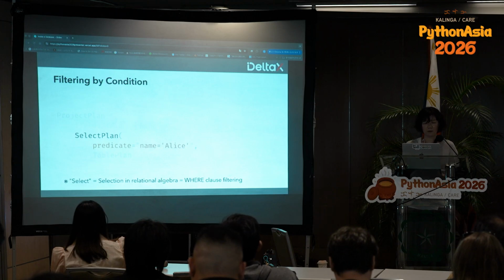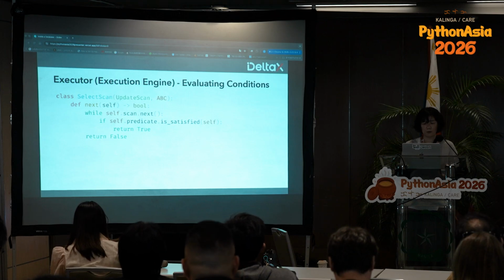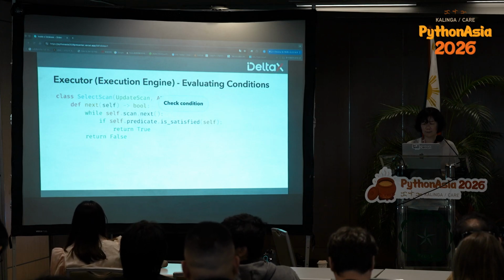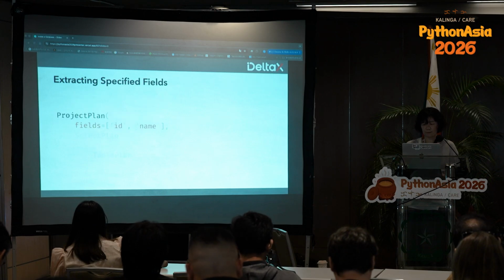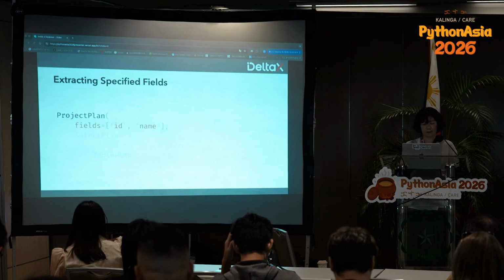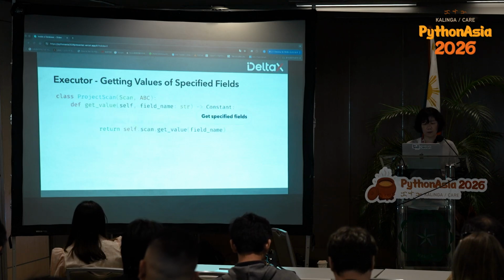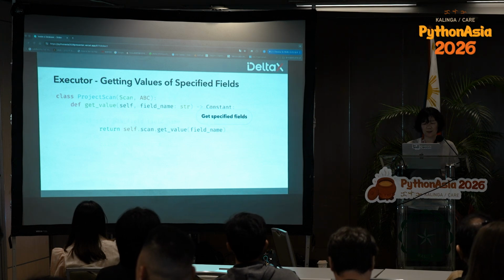Next, filtering records by the condition. The next method of the selectScan class checks in a loop whether the condition name is Alice is satisfied. Finally, project plan extracts only the specified fields. The getValue method of project_scan extracts only the specified fields.